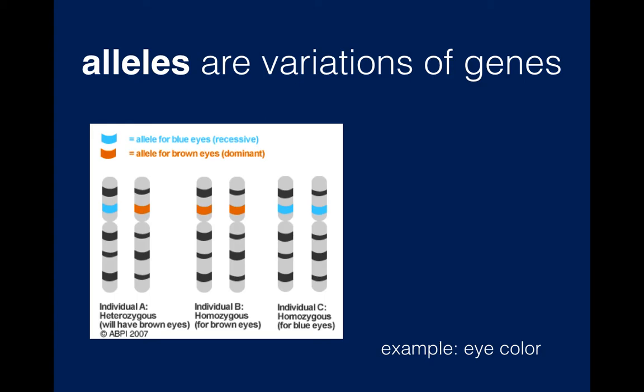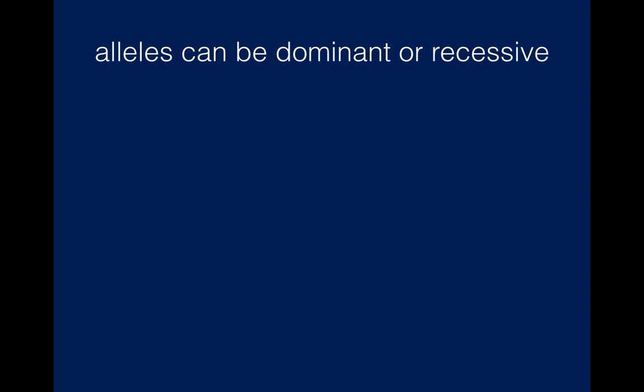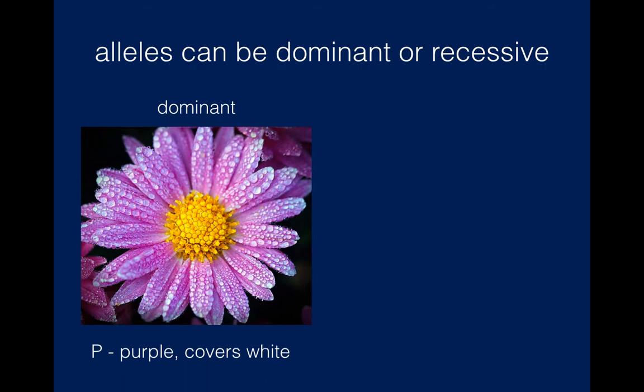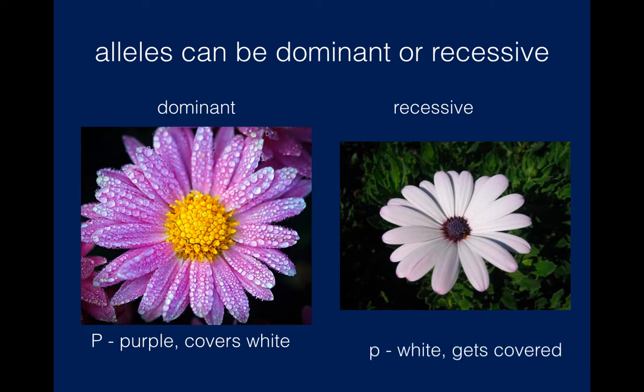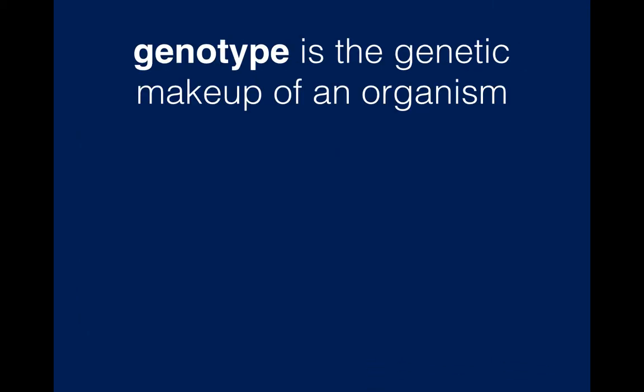Alleles are variations of genes. An example is eye color. So one allele is blue, for blue eyes, and the other allele is brown. Alleles can be dominant or recessive. Dominant traits, like this purple flower, are indicated with a capital letter to describe the allele, and they cover the recessive allele. The recessive allele, like white flowers, would be a lowercase letter, and that gets covered up.